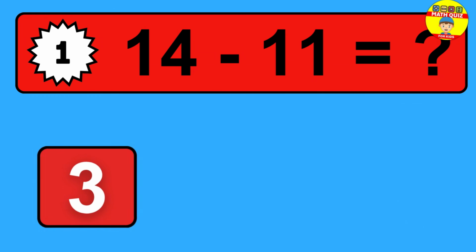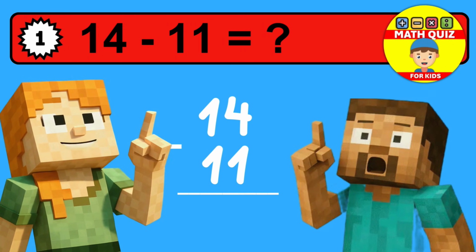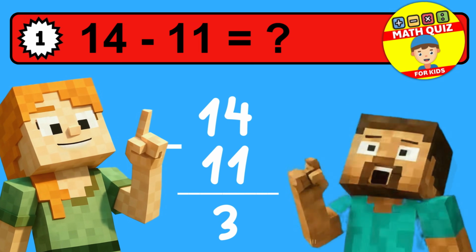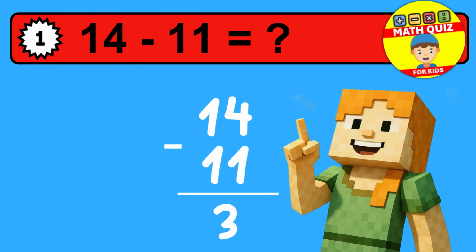Let's solve this step by step. We start with the units. 4 minus 1 is 3. Then we go to the tens. 1 minus 1 is 0. The final answer is 3.